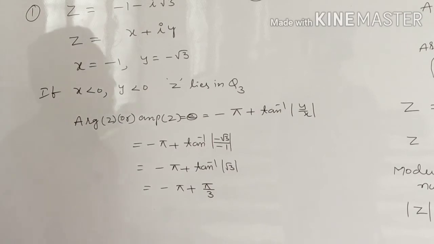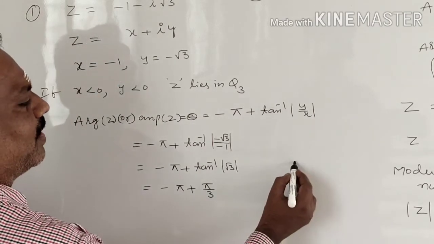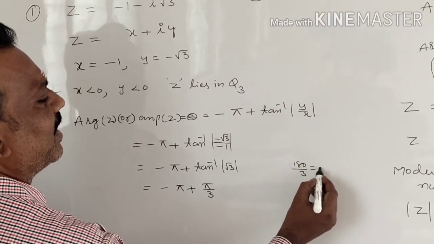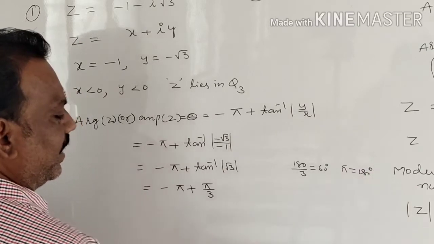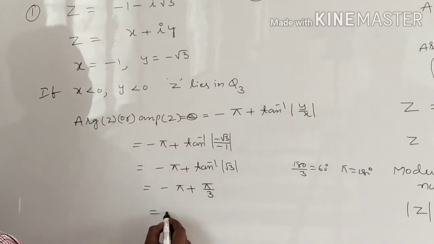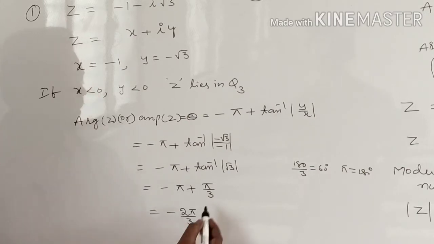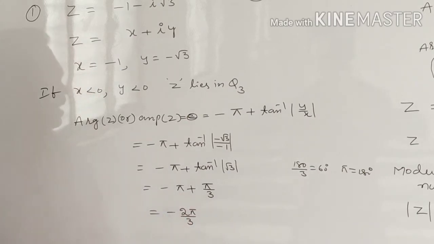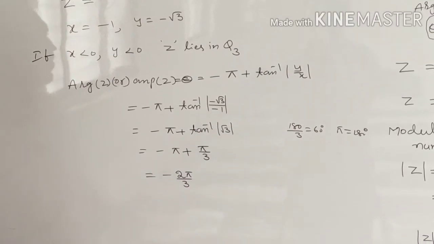60 degree. Tan 60 is root 3. Pi means 180. You know that 180 by 3 means you are getting 60 degree. So pi is equal to 180 degree. You can make it LCM, you are getting minus 2 pi by 3, correct or not? 3 into pi, 3 pi, minus 3 pi plus pi. So nothing but minus 2 pi by 3.